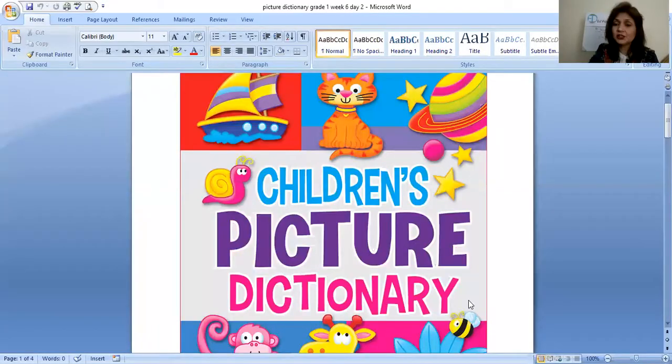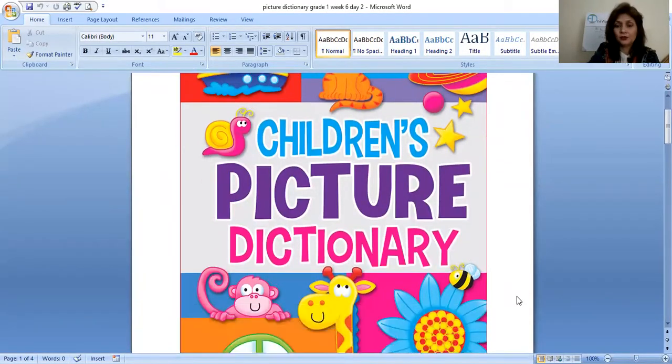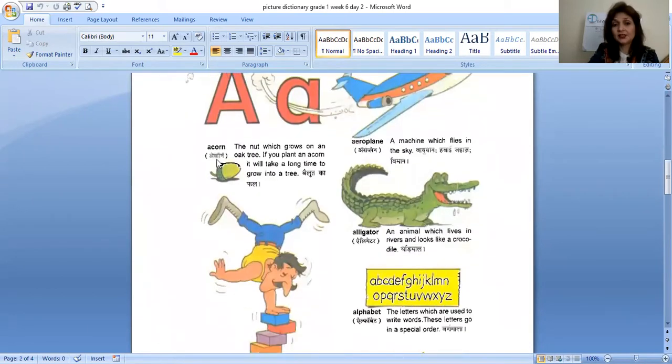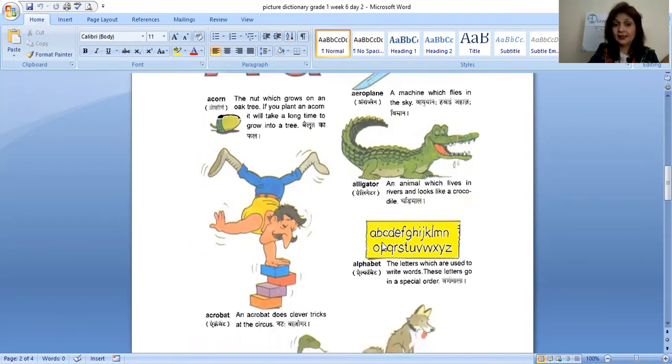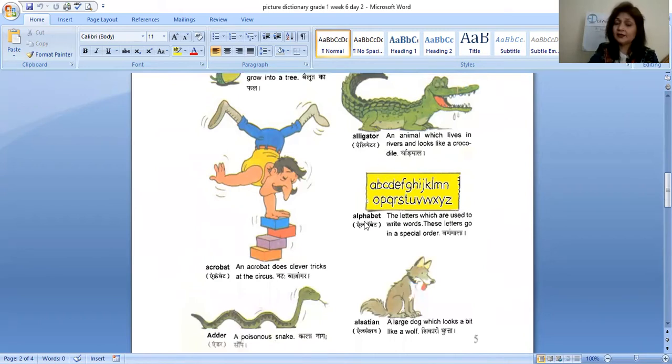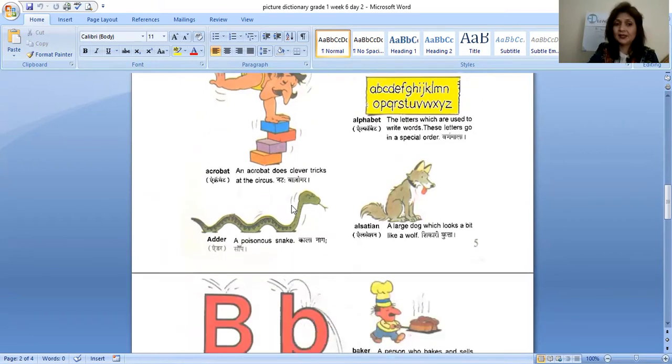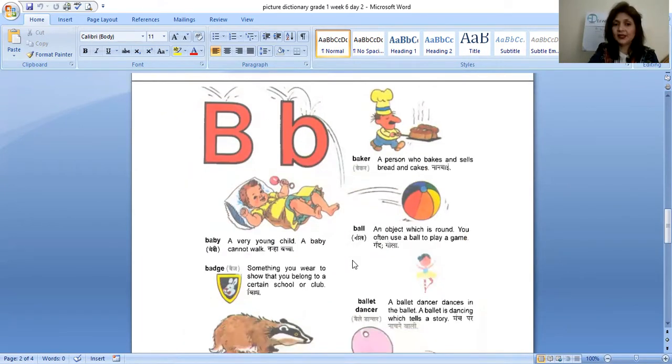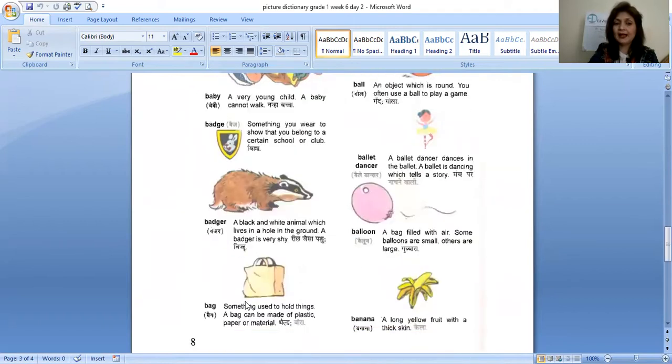This is picture dictionary, as I have already explained to you. Now, what comes up in this picture dictionary? Let's see. See the words starting from A: acorn, airplane, alligator. First see A and C, then A and E, then A and L. Alligator, then another word with L, alphabet, right? Then in the same way, if we have B here, first is baby, then badge, okay? Then badge, bag, right?